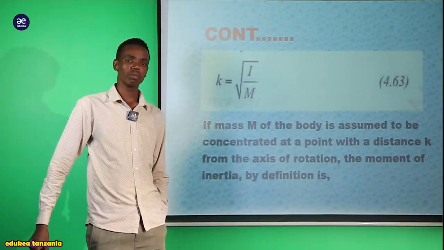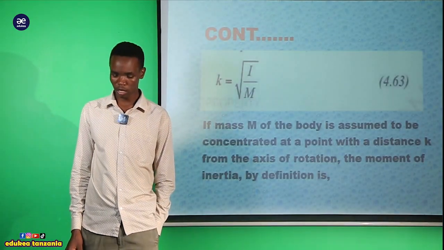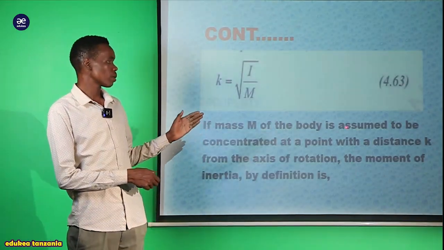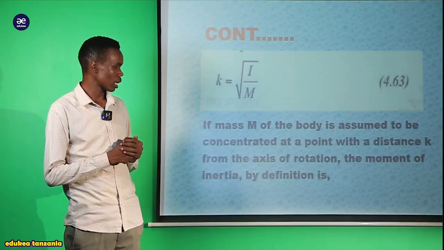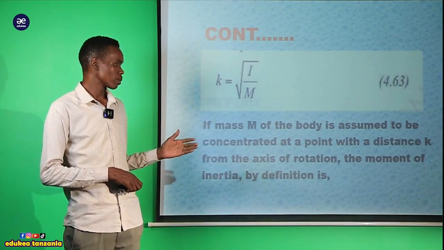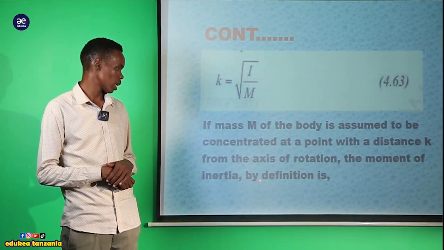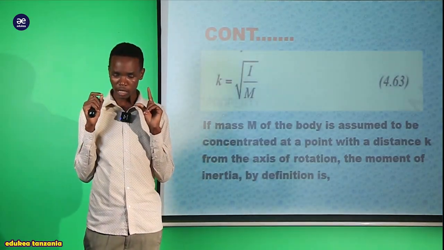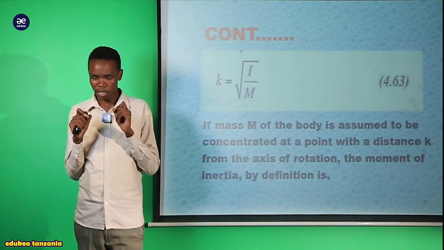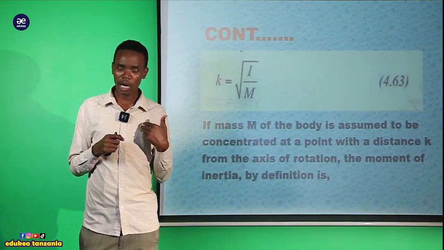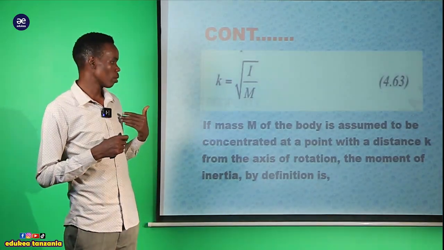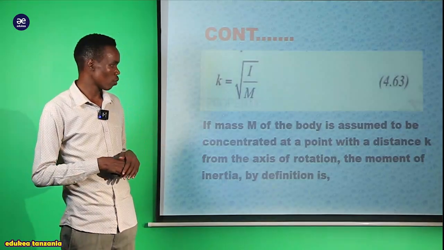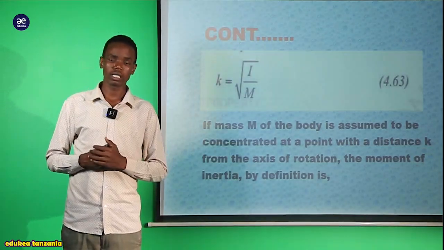So this should be equation number 63 for our fourth topic. If the mass of the body is assumed to be concentrated at a point with a distance k from the axis of rotation, the moment of inertia by definition is given by this one. So if we assume that the mass is concentrated, how can we define the moment of inertia?